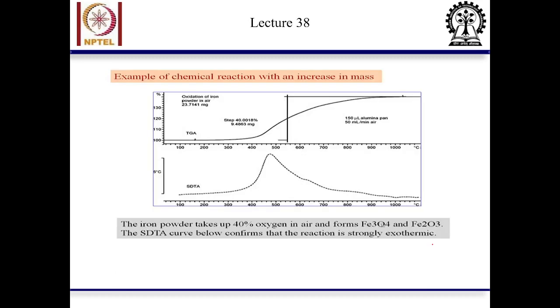So this is one curve. This is the DTA curve. If it is going in the up direction, and another is like this, so this is your exothermic, this is endothermic. I have already told you, because this is your delta T, which is sample minus reference.